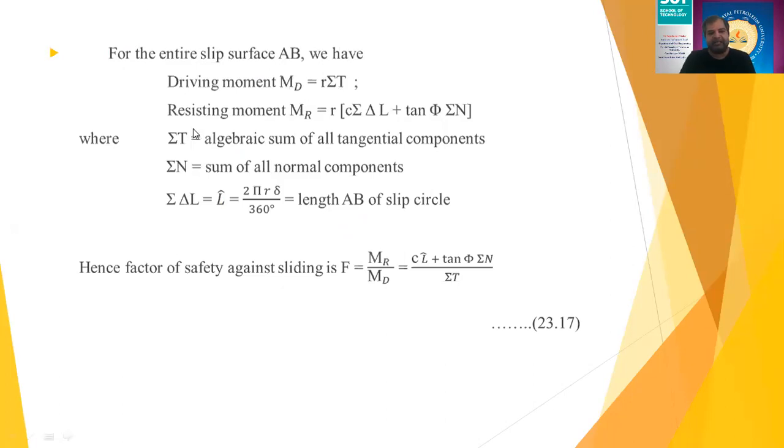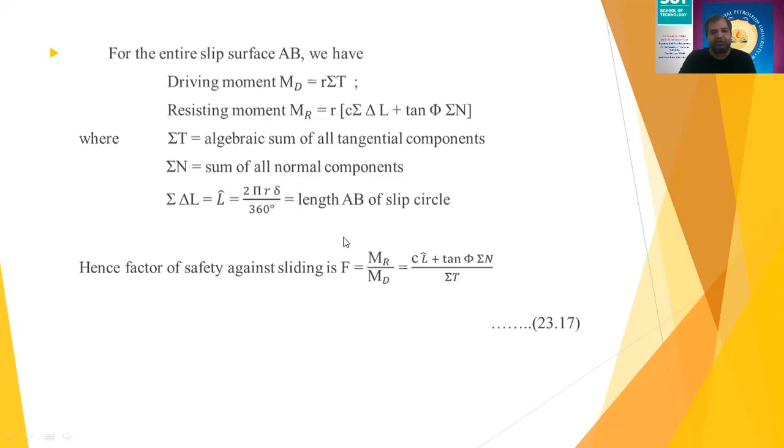Similarly, resisting moment is nothing but r into whatever the component of shear strength that we have taken, c into sigma delta L plus sigma n tan phi, where sigma t and sigma n are the algebraic sum of all tangential and normal components respectively. If I take the summation of all the lengths of strips, this will give you the total length of the arc, right? Which we have already seen earlier also, 2 pi r delta by 360.